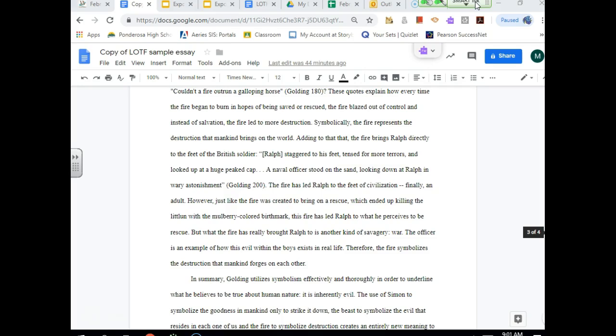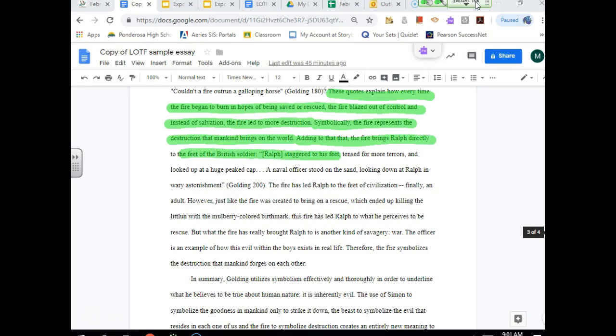Sorry, Brayden. Okay? So I'm going to read. Tell me when to stop when explanation ends. These quotes explain how every time the fire began to burn in hopes of being saved or rescued, the fire blazed out of control, and instead of salvation, the fire led to more destruction. Symbolically, the fire represents the destruction that mankind brings on the world. Adding to that, the fire brings Ralph directly to the feet of the British soldier. Ralph staggered. Should I stop? I'm introducing a quote. Right? So now I've ended my explanation and I'm repeating evidence.